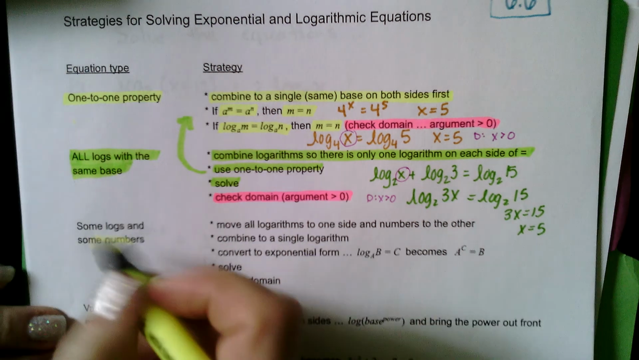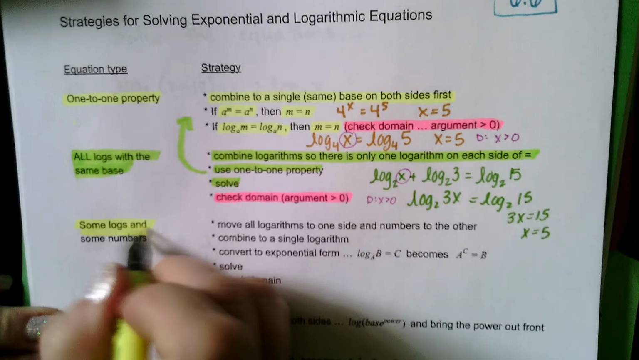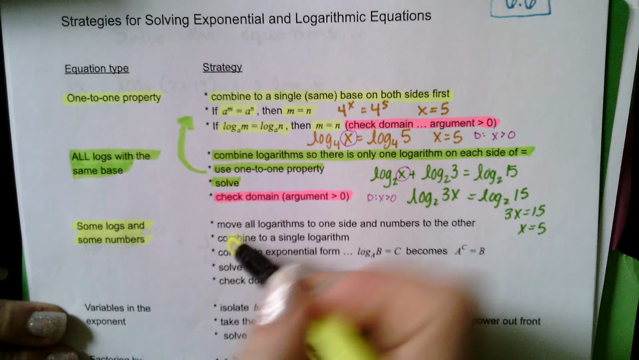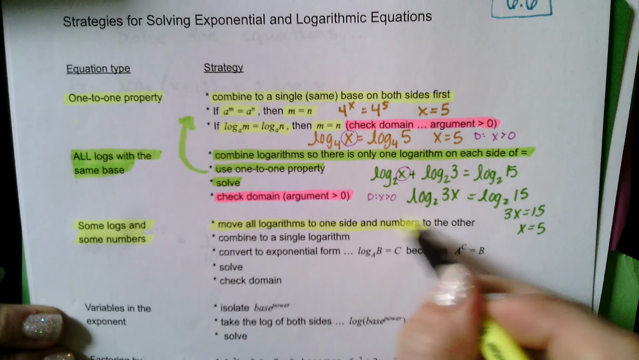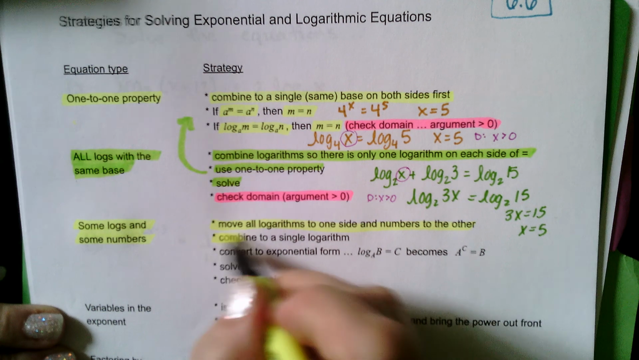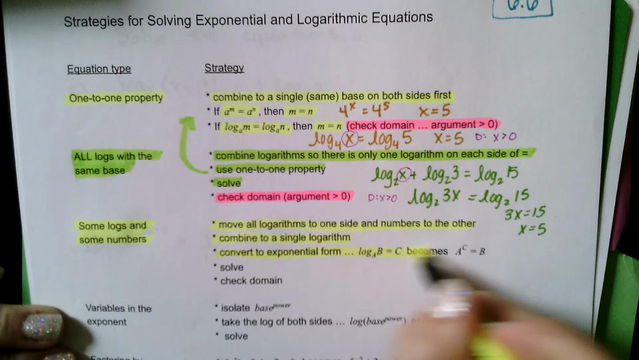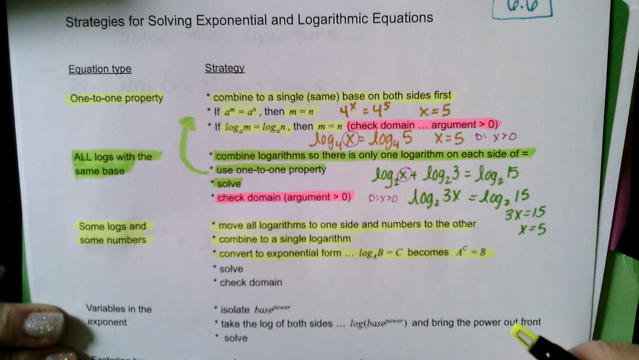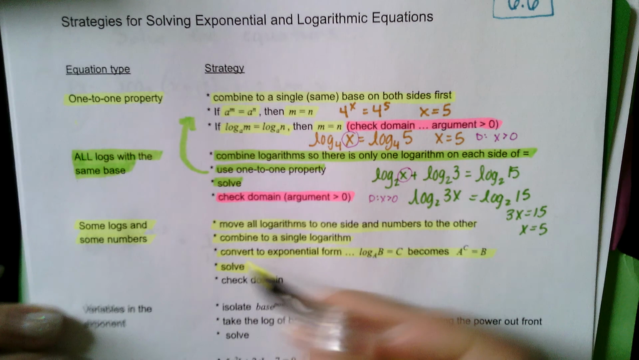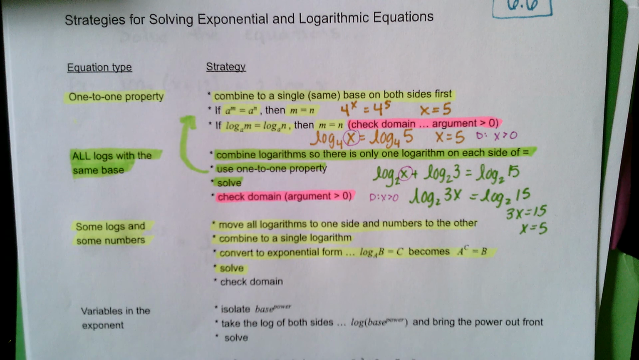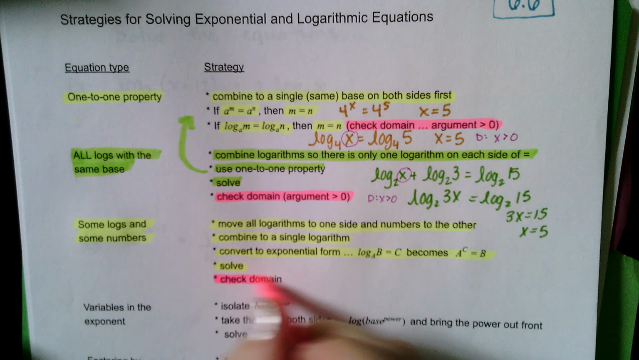Another type would be if we have some logs and some numbers. And the strategy there is to move all your logarithms to one side and numbers to the other. Combine your logarithms into a single logarithm. Then go ahead and convert it from a log to an exponent. Solve. And make sure, since we had logarithms in this, that we check the domain.